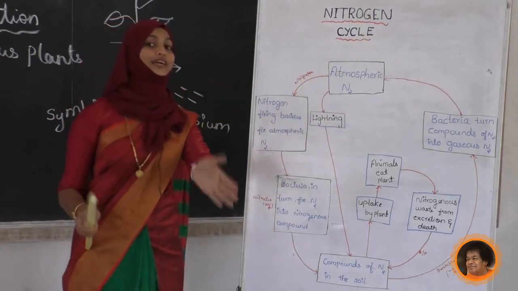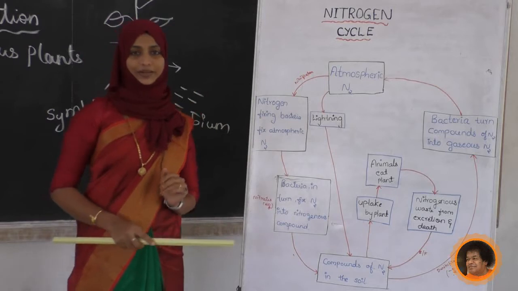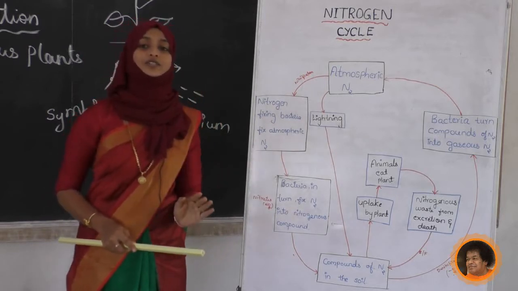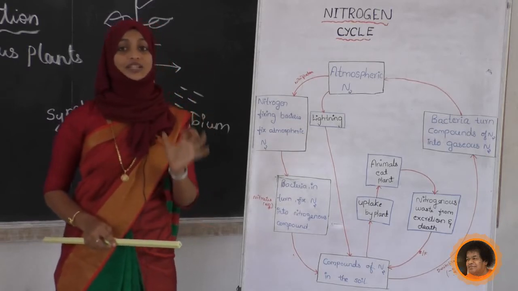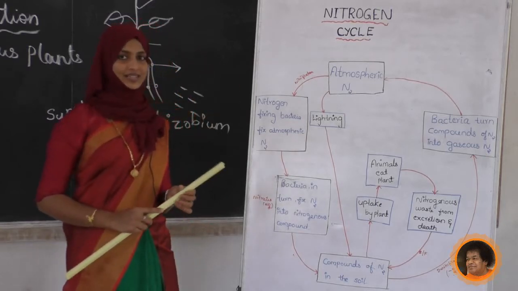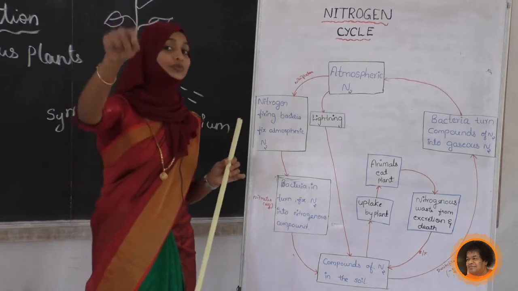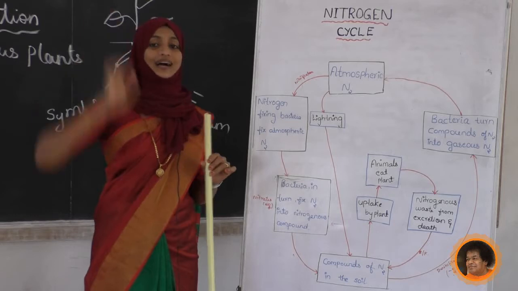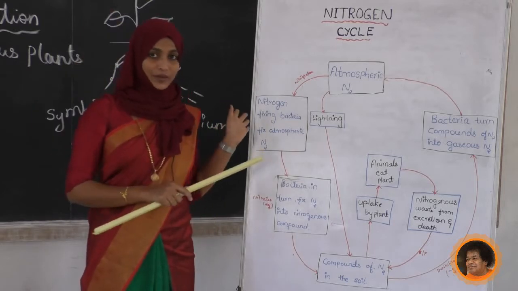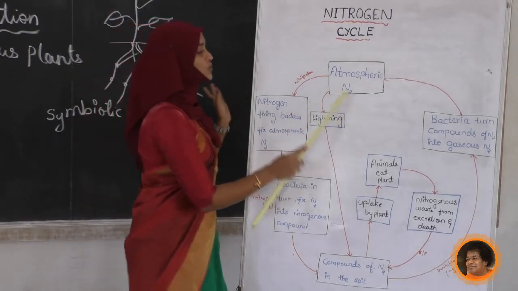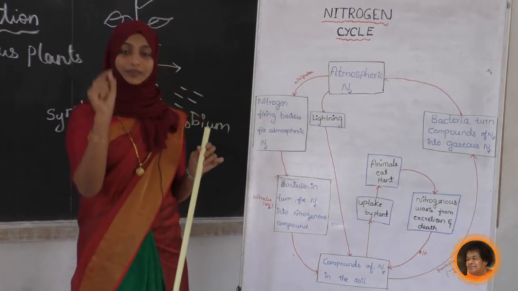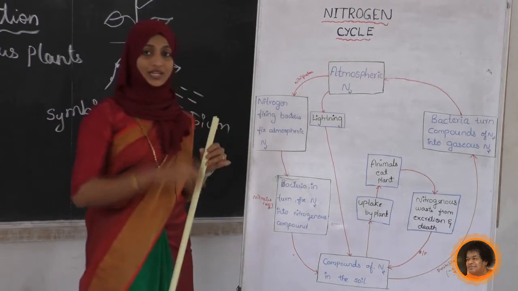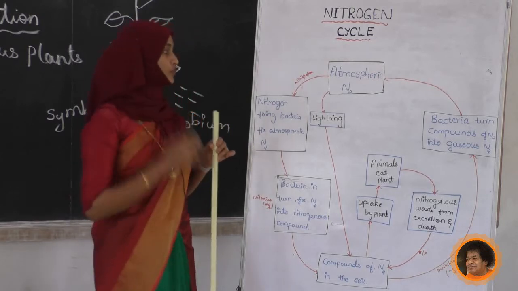In that, we have to take which element? That is the nitrogen element. Already we came to know that almost 78% of the atmosphere is filled with which gas? Nitrogen gas. Now the nitrogen gas has to come back to the soil, and once again it has to go to the atmosphere. That we are going to study now. First we will see the atmospheric nitrogen. Nitrogen is present in the atmosphere now.